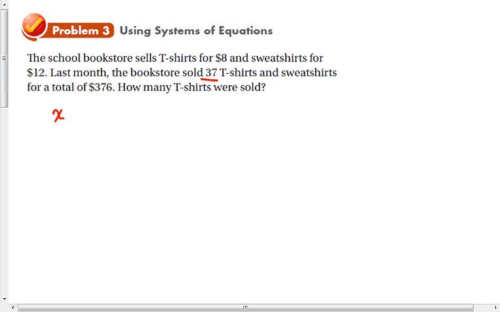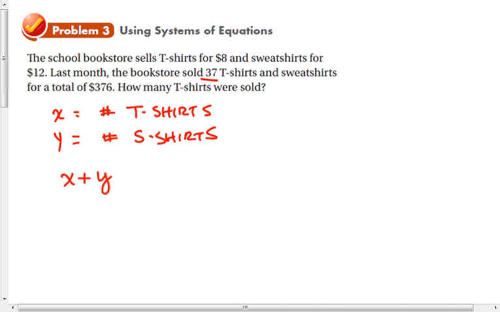Let's let X be the number of t-shirts that they sold. And we'll let Y equal the number of sweatshirts that they sold. Okay, so then X plus Y, last month, they sold 37 t-shirts and sweatshirts. We know that the number of t-shirts and sweatshirts totals up to 37. We also know that the value of that is $376, and we can get the value by just taking how much we sell each t-shirt, 8, times the number of t-shirts, plus how much we sell each sweatshirt, 12, times the number of sweatshirts, and that should give us the total cost.